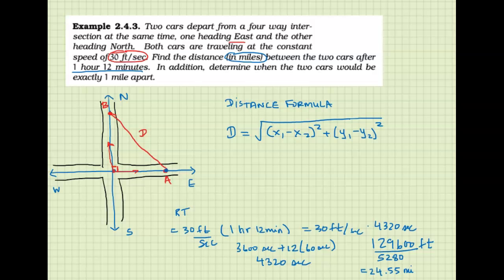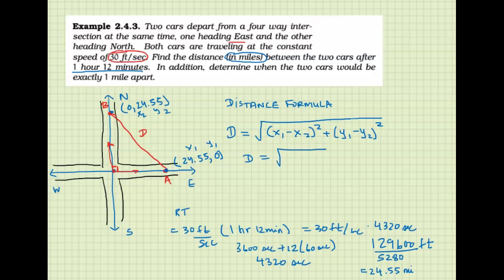So this point A right here, the coordinates are 24.55 and 0. And this point right here is 0 and 24.55. So here the x-coordinate is changing, and here the y-coordinate is changing because it's moving along. Car A is only moving along x and car B is only moving along y. So if I take this to be my x1, y1 and this my x2, y2, I can figure out the big D, which is the distance between them.